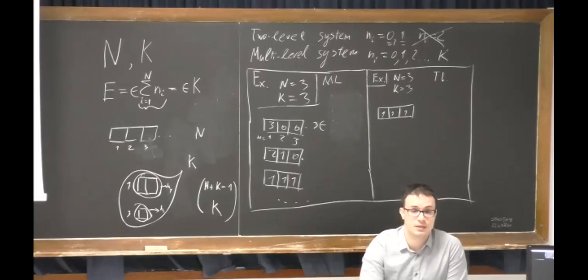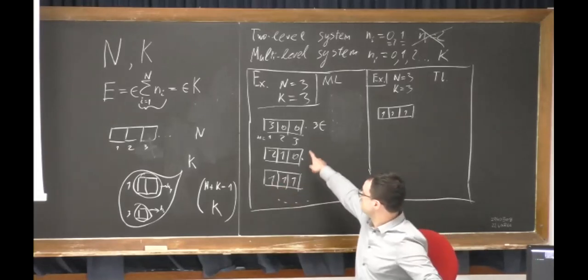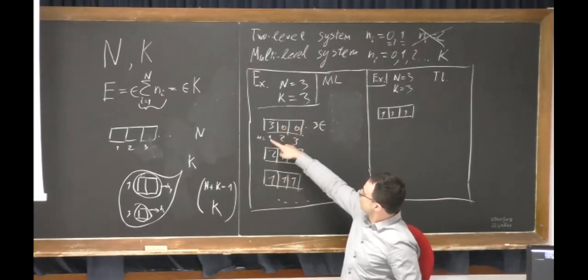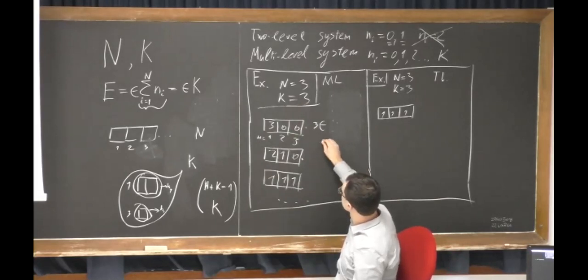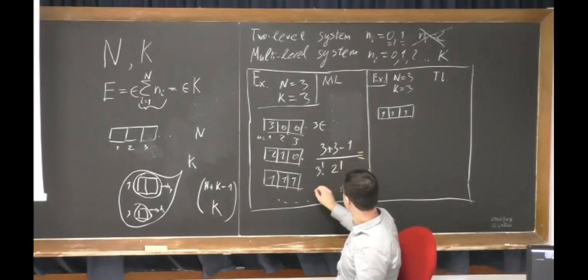Well, it's combinatorial, so basically you will have more ways to choose this. There will be more combinations. Now you can actually evaluate how many combinations there will be in total here. It will be 3 plus 3 minus 1, divided by 3 factorial and 2 factorial.